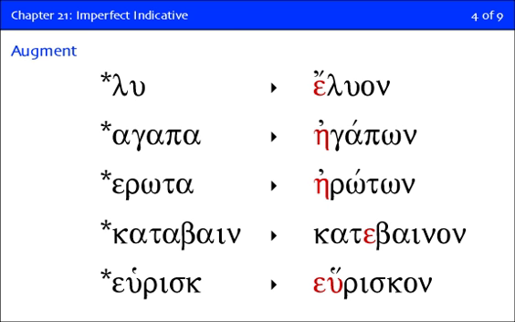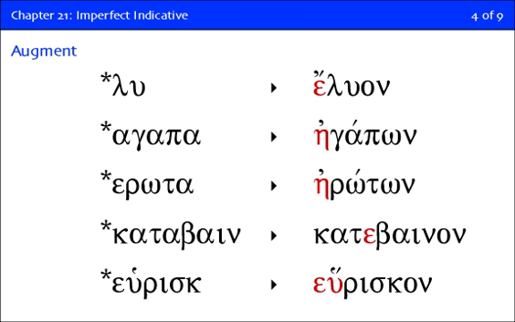If you realize that the augment is indicating past time, that it's a secondary tense, then it wouldn't make any sense to augment the prepositional part of the compound verb, would it? Now, it only makes sense to augment the verbal part of a compound verb. So if you have a compound verb, it's not the preposition that gets augmented, but it's the second part that gets augmented. So katabino goes to katebainon.